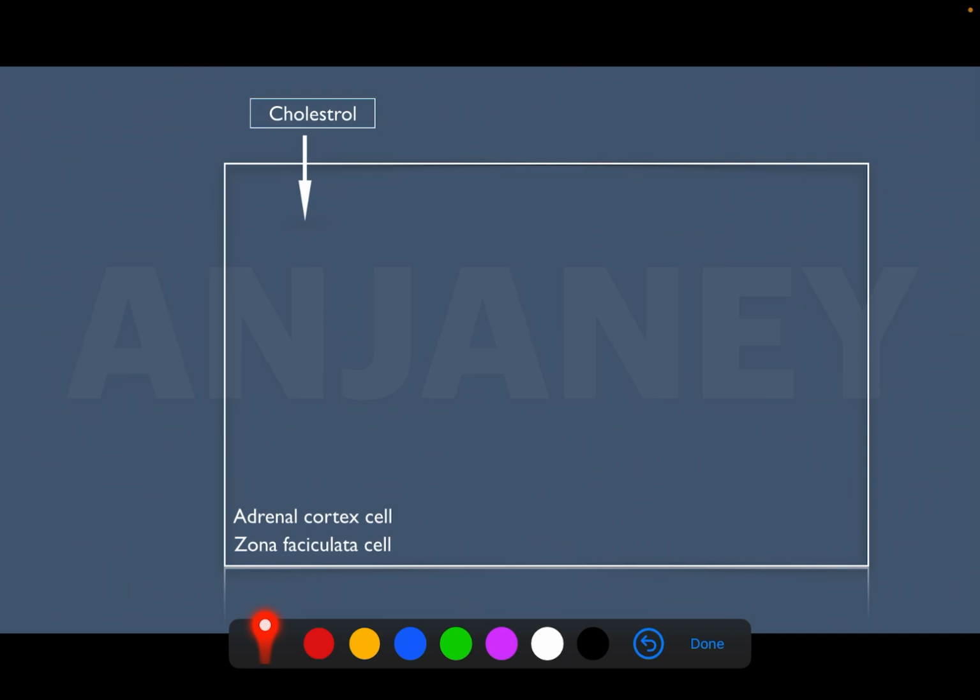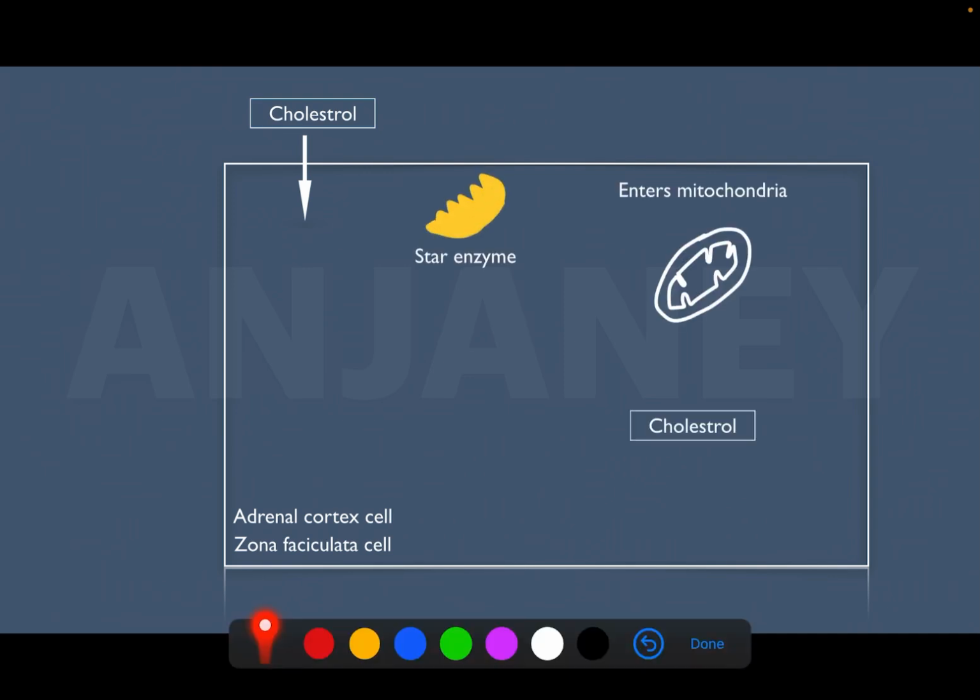Here cholesterol enters, the same thing happens. Star enzyme, it enters mitochondria, but now cholesterol is making cortisol here. Why? Because fasciculata cells make cortisol and the enzymes are different. So a different product is from the same raw material, cholesterol.